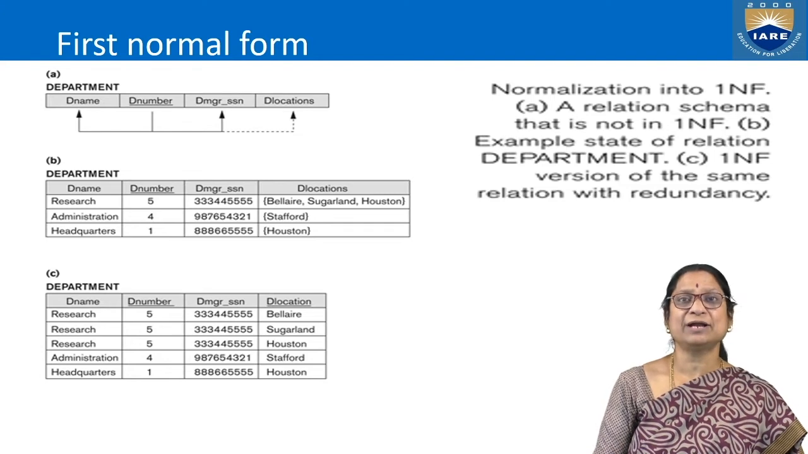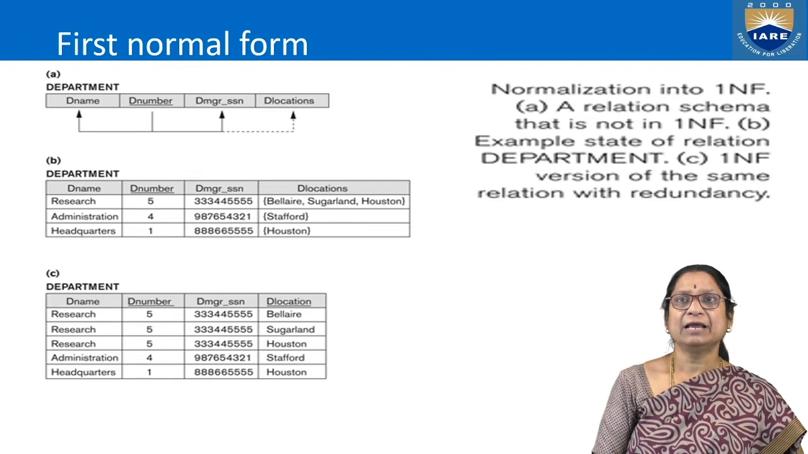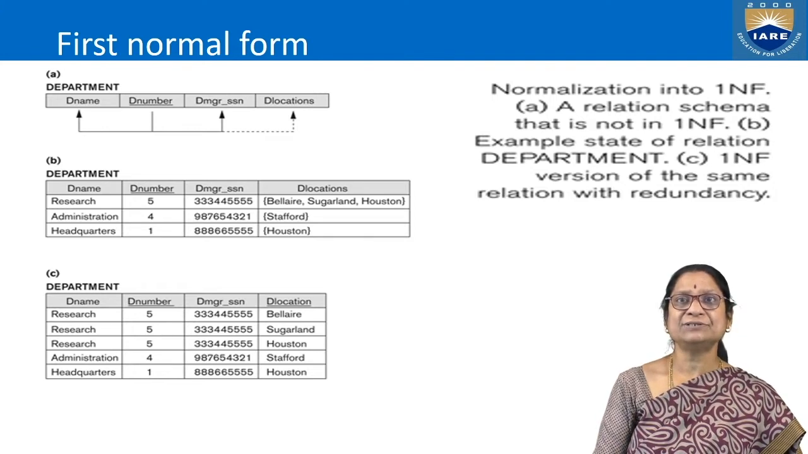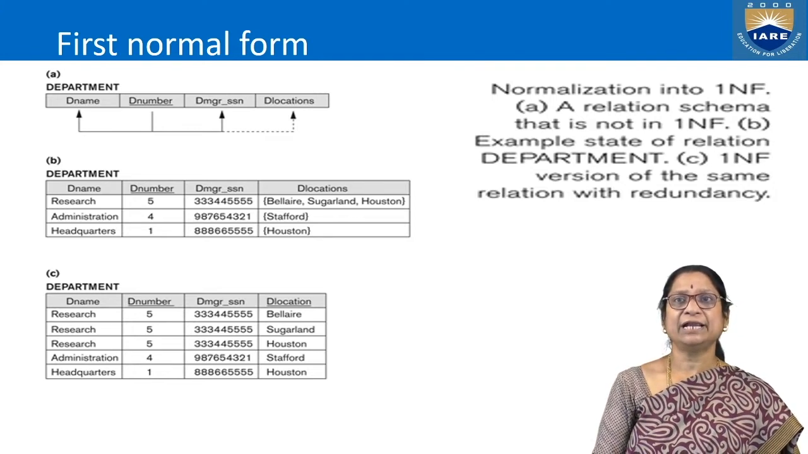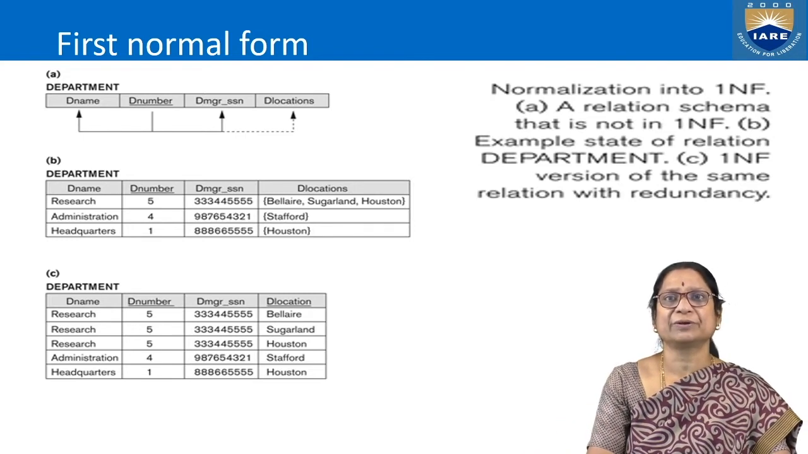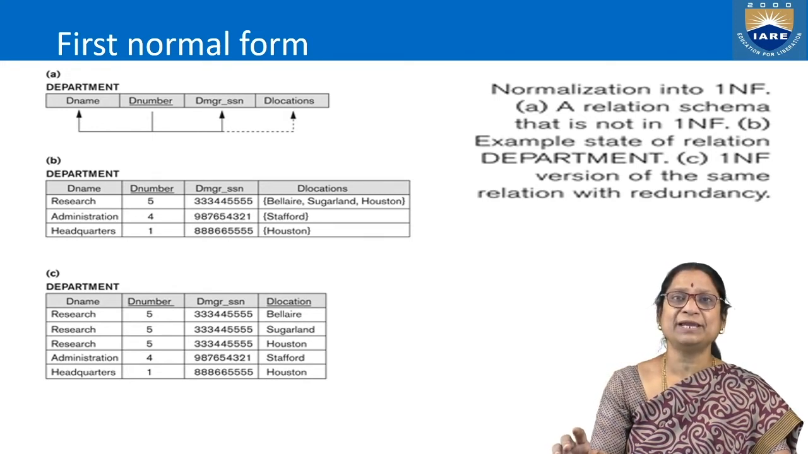I explained these two kinds of attributes in the ER model session. So this department location consists of multiple values. You observe the research department exists at 3 locations. Administration exists at 1 location. Headquarters exists at 1 location. Maybe there are more. So if any multi-valued attribute is there, we have to normalize to make it 1NF, which means it must be a single-valued attribute.